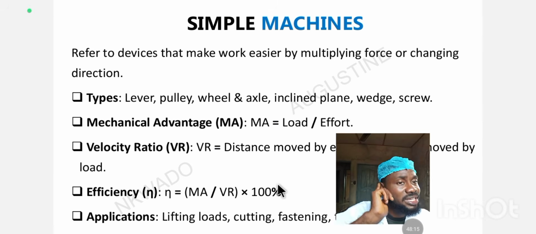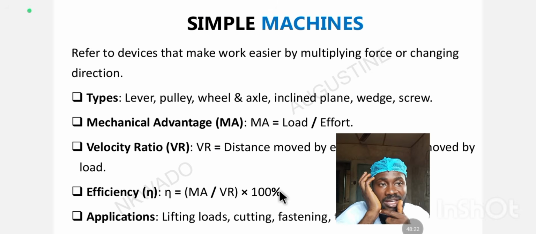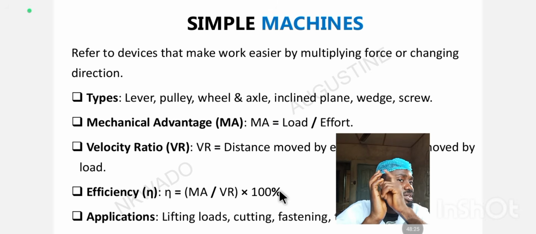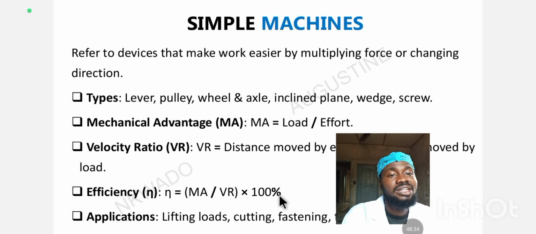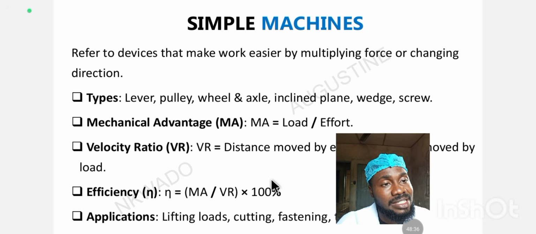The phone you use in making a call is also a first class lever. You have the effort here, the fulcrum in between, and the load here. Depending on who is speaking and who is listening, that is what determines the type of lever your phone is.